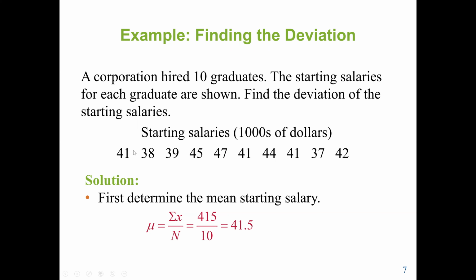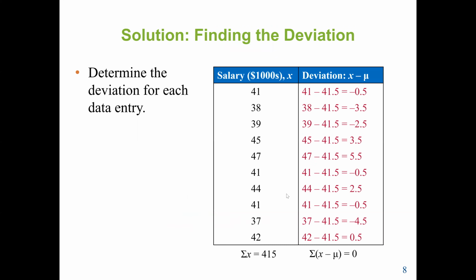So the deviation will be 41 minus 41.5, 38 minus 41.5, and so on. We subtract the mean from each data entry, and that's what we have here. The data entry is 41, and we can see here the mean is 41.5, so we subtract 41.5 from each data entry. Now, if you sum it, you get 0, because some of the data will be greater than the mean and some of the data entries will be less than the mean.